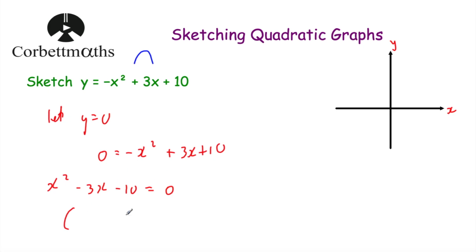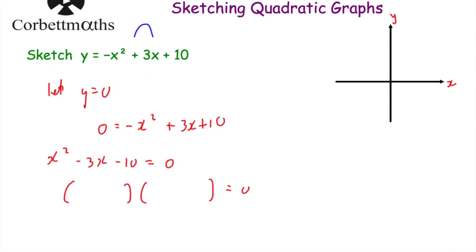So let's factorize. So bracket, bracket, bracket, bracket equals 0. And then if we factorize this, let's see what we get. In the front of the brackets, we're going to put our x's because it's x squared. And then we want to find two numbers that will times together to be negative 10 and add together to be negative 3. So I'm thinking negative 5 and plus 2. And if you expand those brackets, you would get this quadratic.